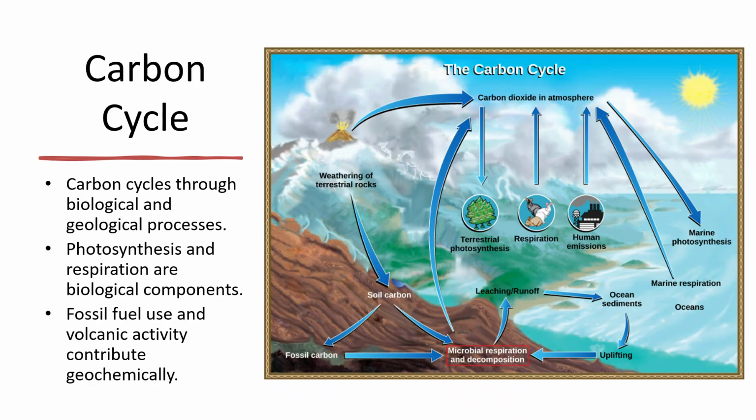The carbon cycle moves carbon between living things and the environment. Biological processes like photosynthesis and respiration, and geological processes like volcanic activity all play a role. Burning fossil fuels adds large amounts of carbon dioxide to the atmosphere.